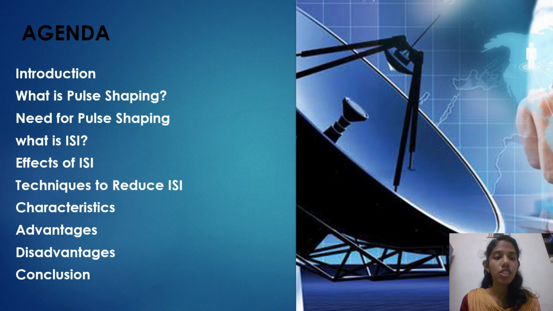Agenda for introduction: what is pulse shaping? Need for pulse shaping: what is ISI? Effect of ISI? Techniques to reduce ISI? Characteristics, advantages, disadvantages, conclusion.